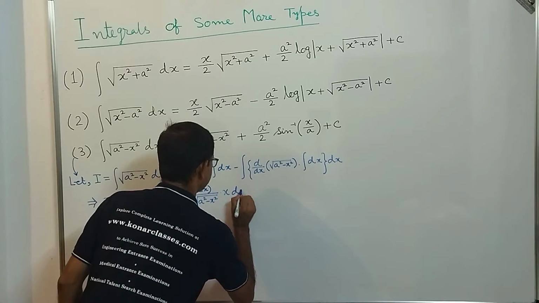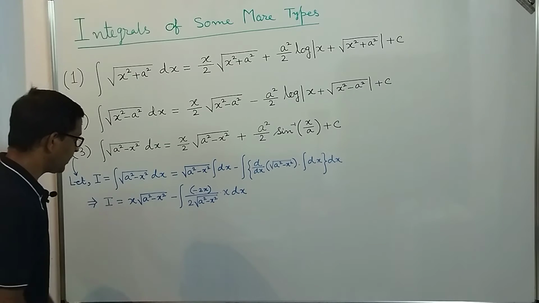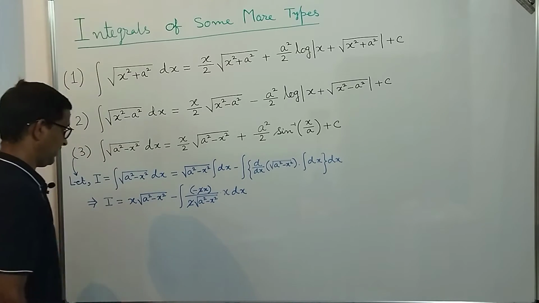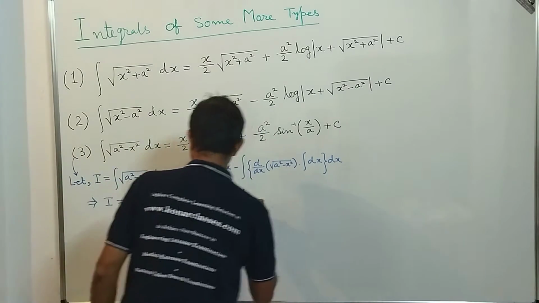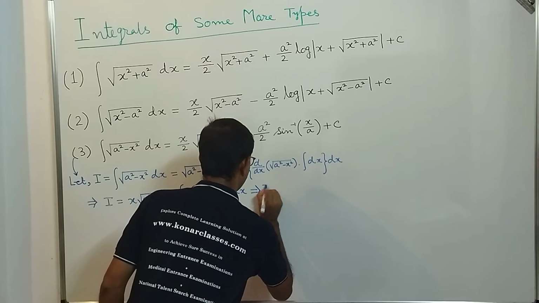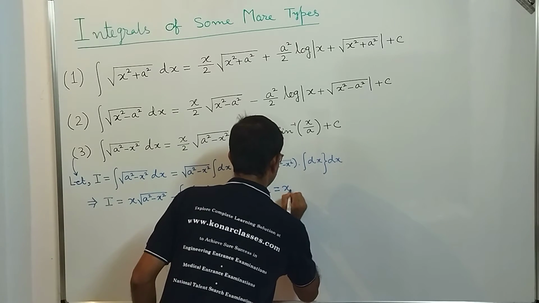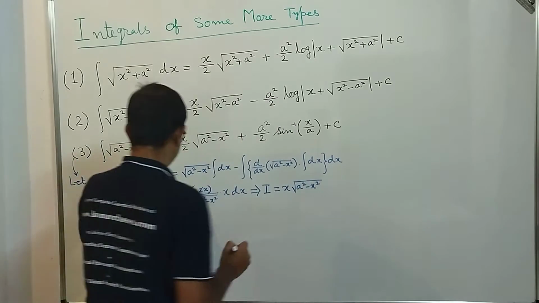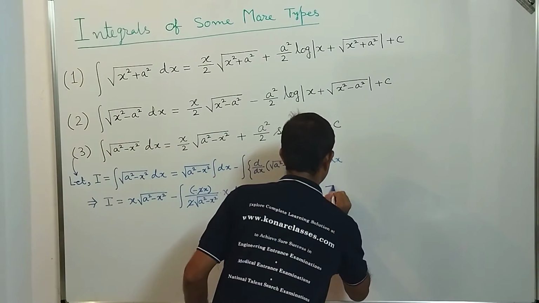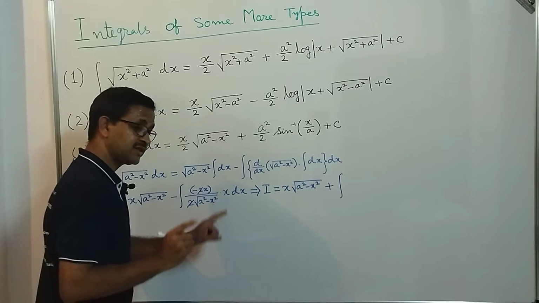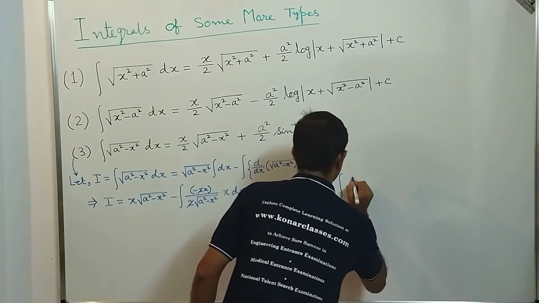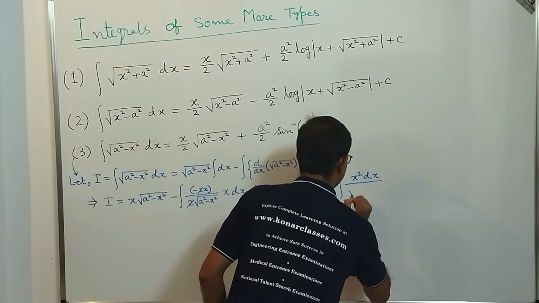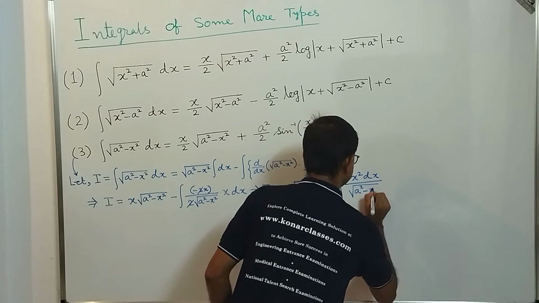So what we can write here is x dx. Now if we look at it, these 2 and 2 get cancelled, minus and minus become plus. So what we get here, dear students? From here we can write that I is equal to x into square root of a square minus x square, minus and minus become plus, so plus integration x into x becomes x square. So we get x square dx divided by square root of a square minus x square.